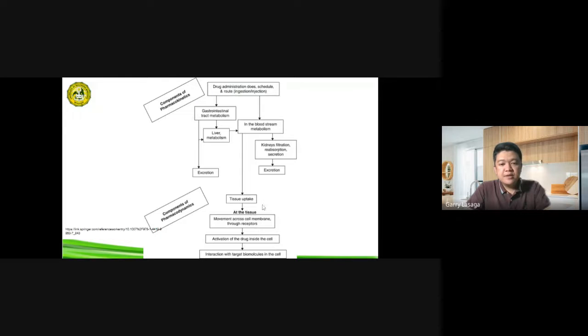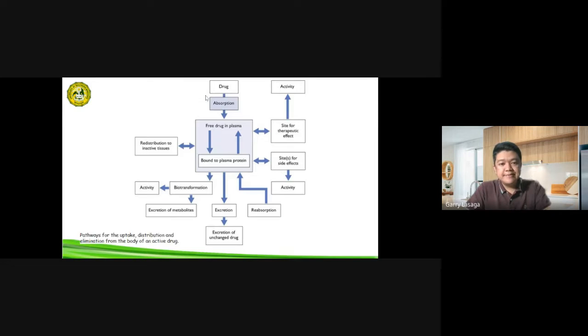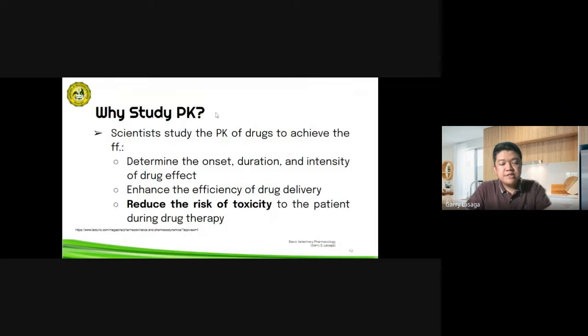So the time from the binding of the drug to its target tissue up to the time that the drug will manifest its effect on the target tissue is known as the pharmacodynamics of the drug, and the time from the administration of the drug up until the time that the drug will be excreted in the body is known as the PK of the drug. So why do we study PK? So scientists study the PK of the drug to achieve the following.